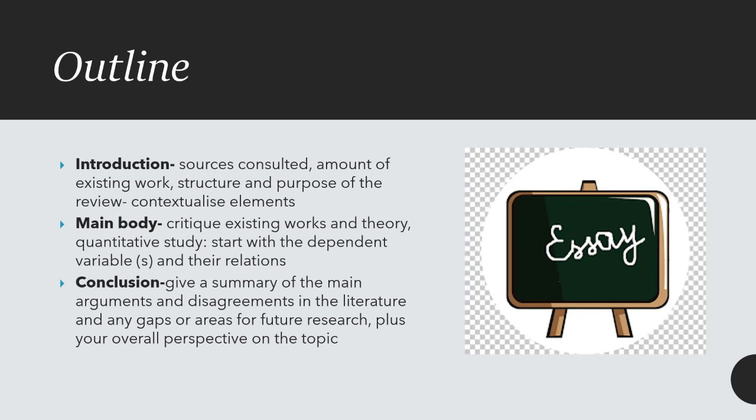So by the end of your literature review, you need to give the main summaries of main arguments, disagreements in the literature, any gaps or ideas for future research, and your overall perspective on the topic. Then very important, also situate yourself within this gap. So tell the reader, after doing all of this work, where will your work be situated? Because that's part of the reason why you are arguing for your research to be done.